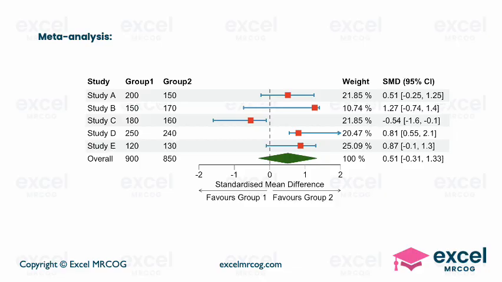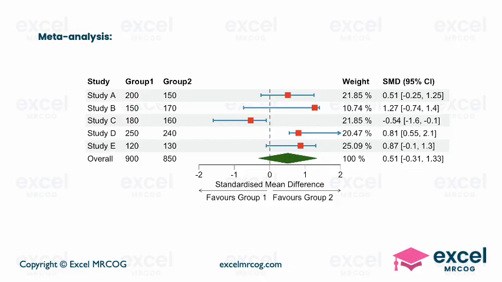Why is this so? We are studying the mean differences. That's the outcome that we are looking at. We are not looking at odds ratios. We are looking at standardized mean differences. And if the standardized mean difference is 0, that means there is no difference between the two groups.